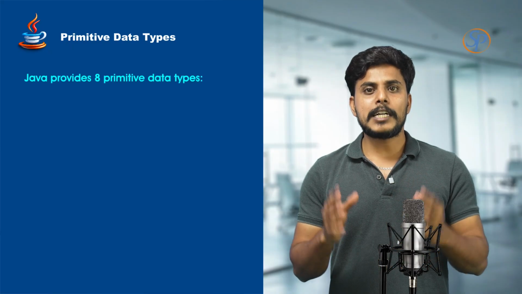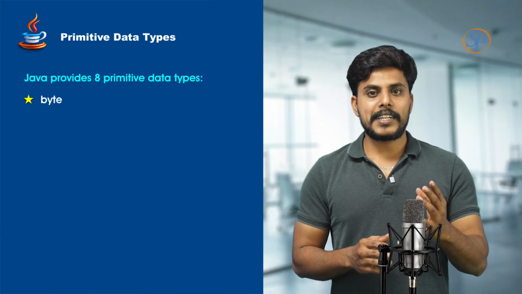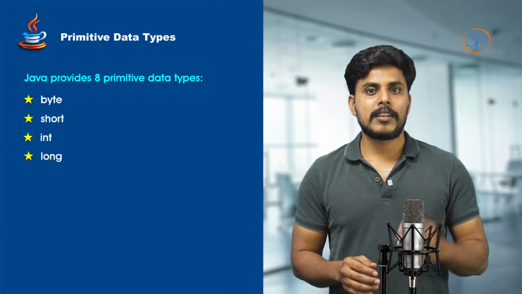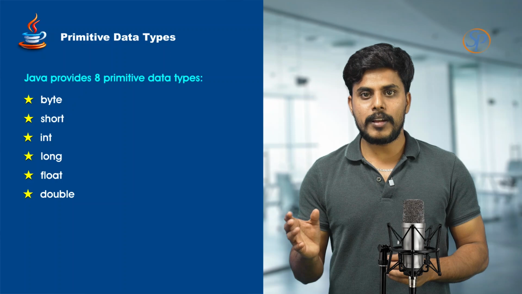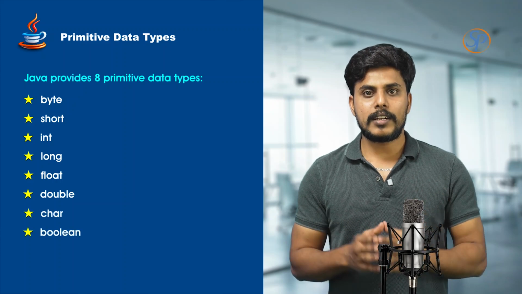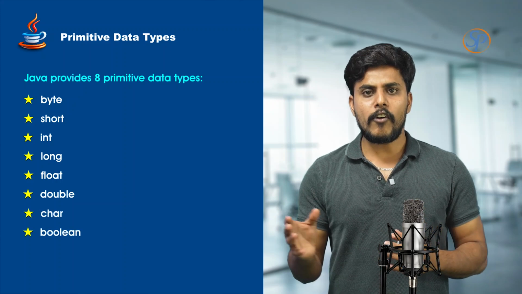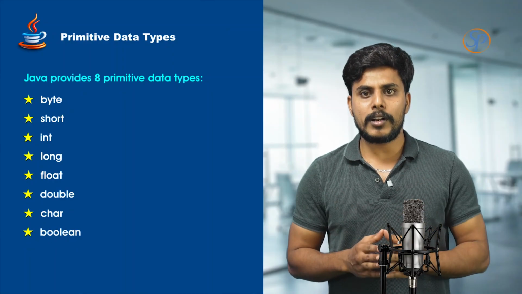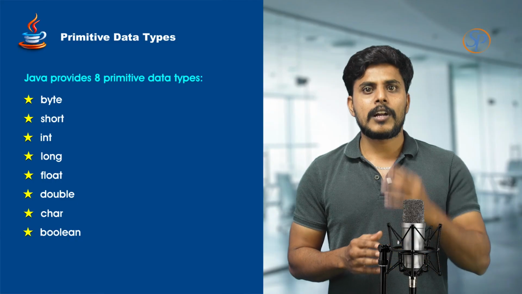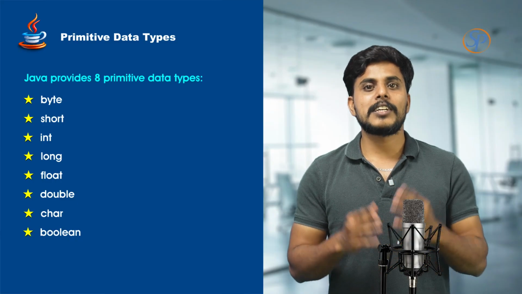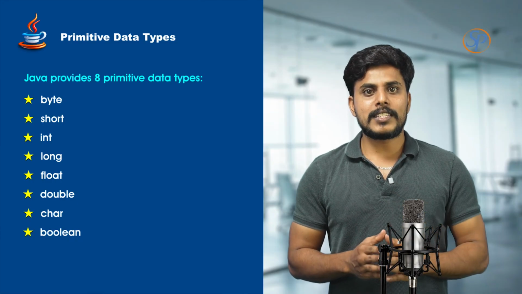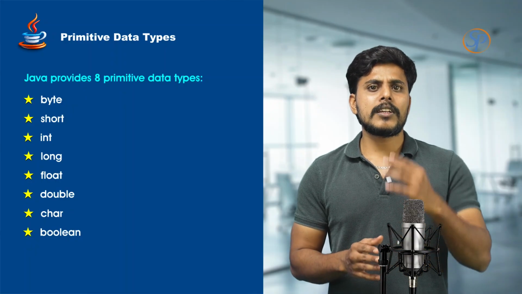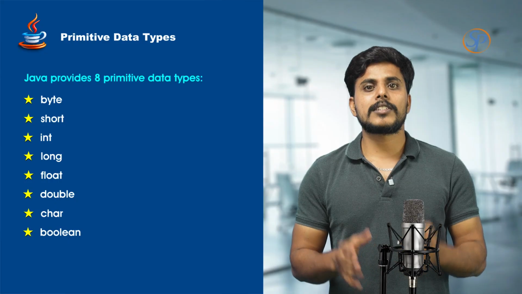Java provides 8 primitive data types: byte, short, int, long, float, double, char, boolean. These are fast, memory efficient, and the basic building blocks of a Java program. Now let's understand this practically using code. We will see how each data type works step by step. Don't worry if you are new, just focus on understanding.